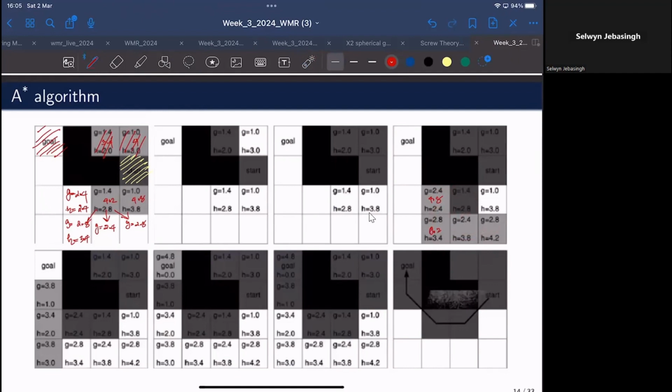And here in this case, it'll be 3.8 plus 2.4. That'll be 6.2 again, I presume. And for this node, it will be 4.2 plus 2.8. That will be 7, I think. So again, which of these nodes has the least cost out of all these nodes?